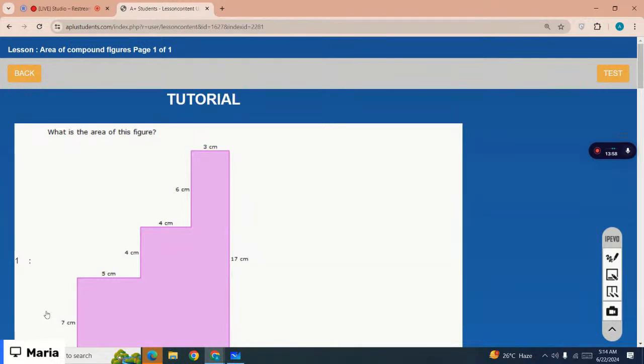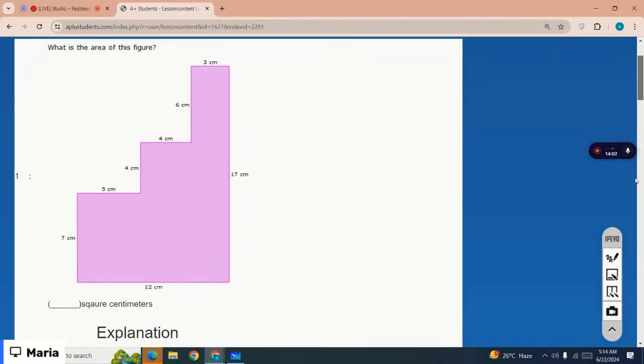You have to divide this compound figure into small figures, because calculating the area of these smaller figures is easy. Let's just divide like this, like this. You now have three rectangles. You can calculate the area of these three rectangles and then add. For example, this is R1, this is R2, this is R3, right?